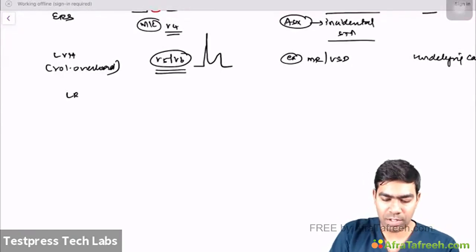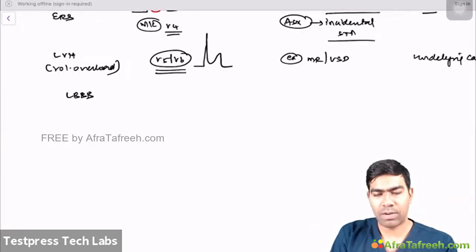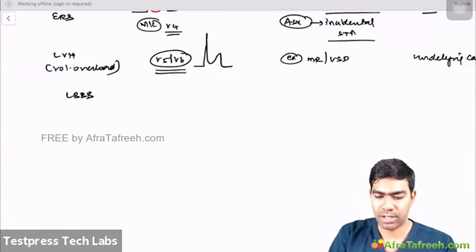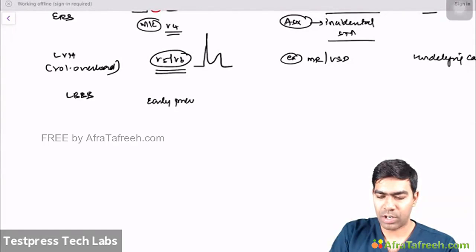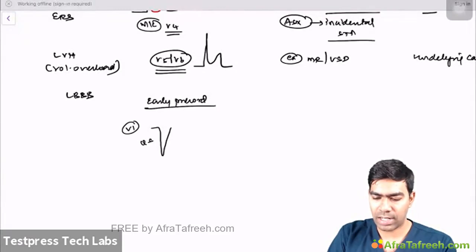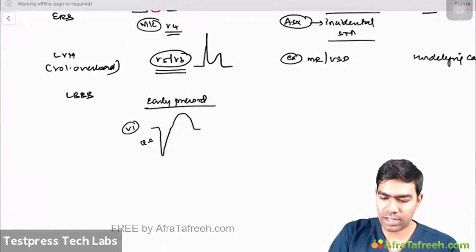You have left bundle branch block. Left bundle branch block can produce definite ST elevation. We know that, I told you, and there will be a discordance. We have discussed this multiple times in the past. For example, in the early precordial leads in LBBB, you will get a negative deflection. We know that it's a QS complex in V1, for example, and they can produce discordance. And once they are producing discordance, you can see a sort of ST elevation.